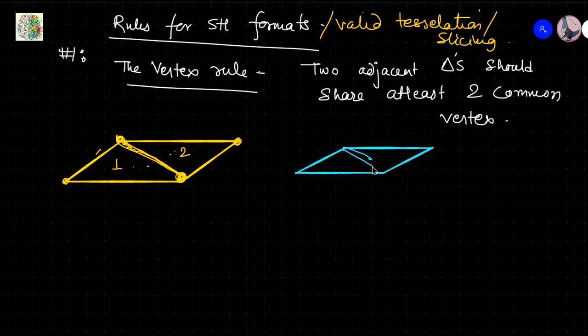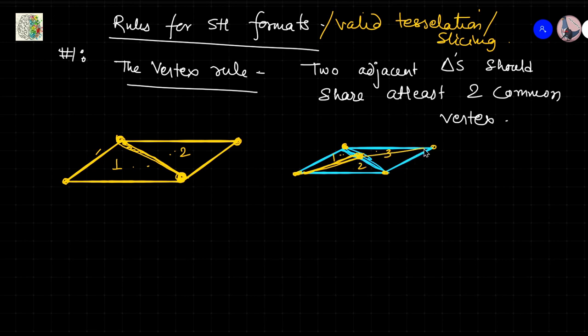What happened? This was already one tessellated. So someone came, he draws a line like this. Now there are three triangles, one, two, and three. Now this is not a valid tessellation. Why? Now see, one and two are fine. They have two vertices in common. But one and three have only one vertex in common. So this is not a valid tessellation.